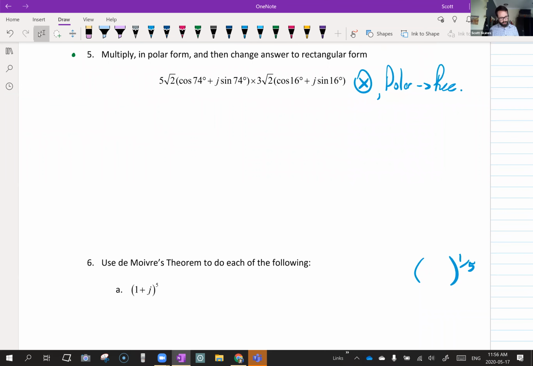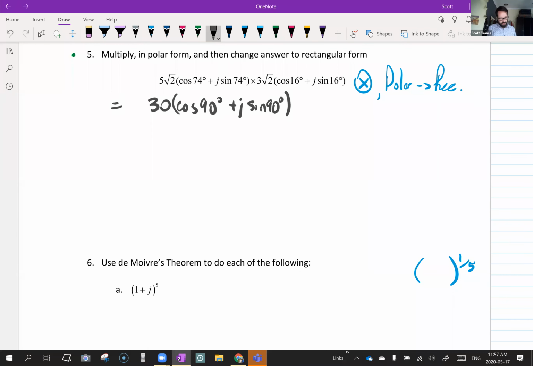Multiplying in polar form and then change it to rectangular form. We just did that. So remember, you multiply the first ones together and you add the angles together. So for example, let me do it quickly because that sounds fast. This would be 15 root 2 times 3 root 2 is 30. 74 plus 16, what's that? 74 plus 16, ooh, a nice 90. So cos 90 plus j sine 90.